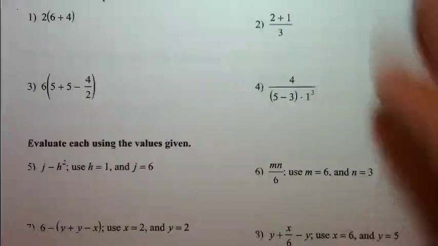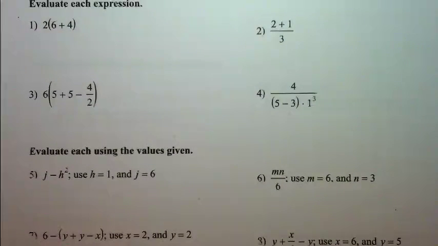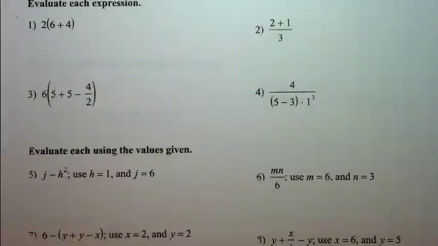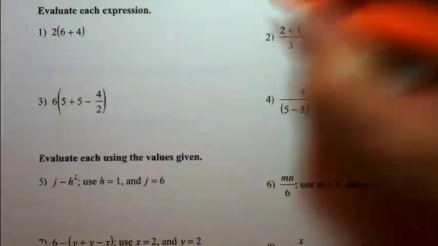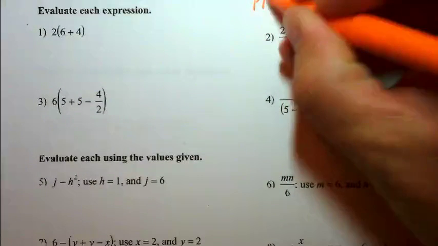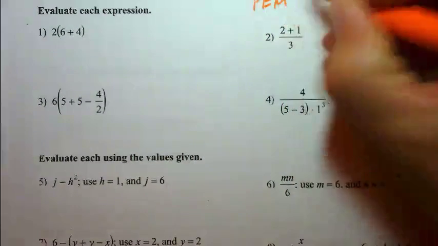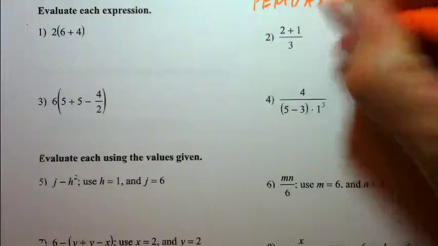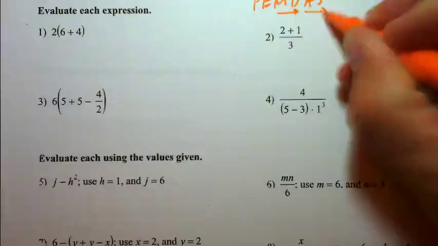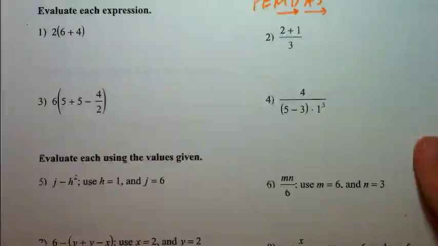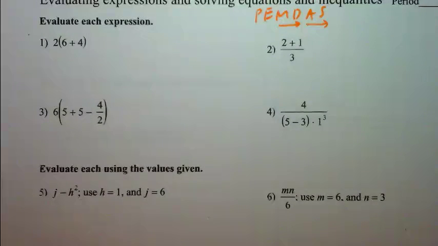So on number 1, the first section here is evaluating each expression. So to evaluate the first one, following order of operations. So you're doing PEMDAS, parentheses, exponents, multiplication, division, addition, subtraction. Where multiplication and division are done in order from left to right, and also addition and subtraction are done in order from left to right.